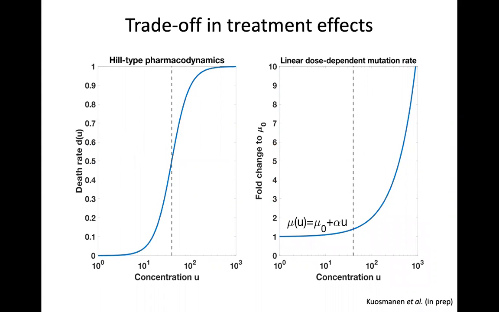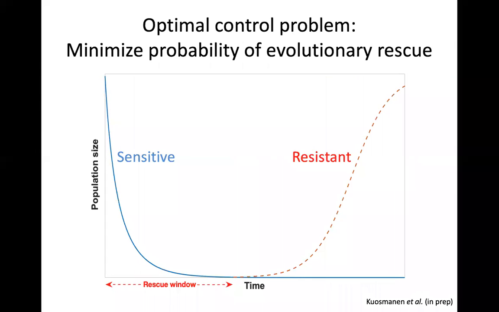These are the assumptions that Timo made. The key one here is on the right, that we have a linear dose-dependent mutation rate that increases with the treatment. What's interesting here is that we can get evolutionary rescue, which was nicely introduced by Stefan in his talk. In the evolutionary rescue case, the sensitive population goes down, but there's a possibility that the resistant population can escape. This is particularly interesting for us in the case of finite population size and stochastic escape.